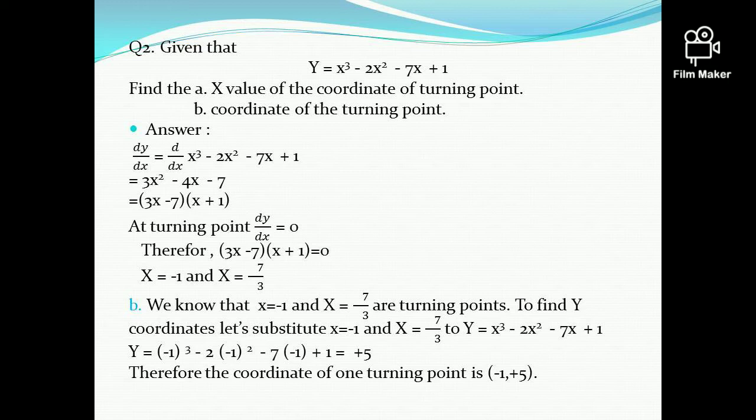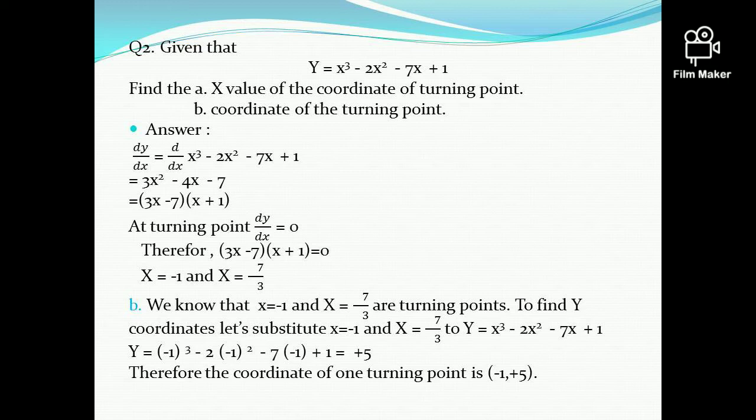To find the y coordinates, let's substitute x equals minus 1 and x equals 7 over 3 into the main equation, y equals x cubed minus 2x squared minus 7x plus 1. If you substitute minus 1, you will obtain the y answer as minus 13. Therefore, one turning point occurs at minus 1, minus 13.